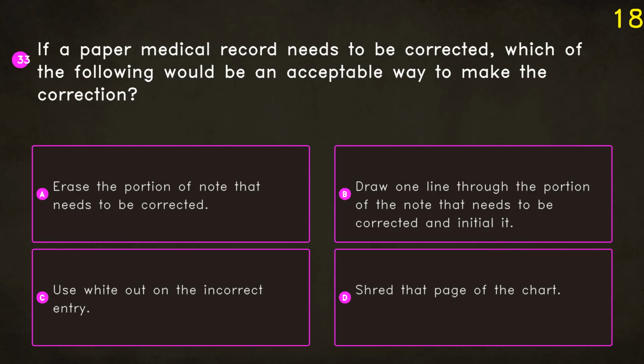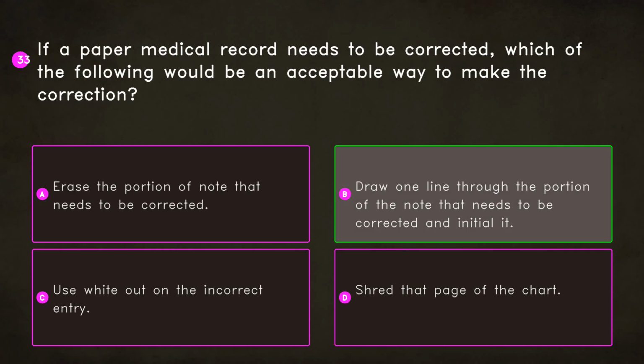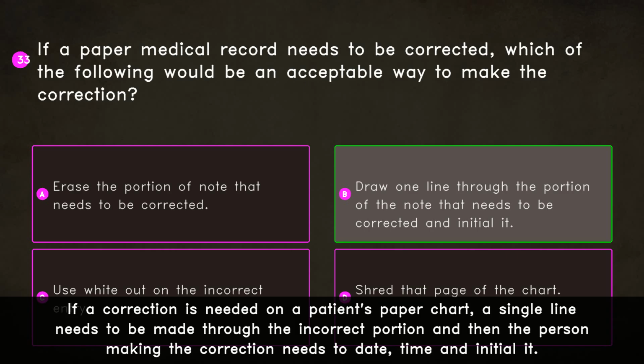Question 33. If a paper medical record needs to be corrected, which of the following would be an acceptable way to make the correction? A. Erase the portion of note that needs to be corrected. B. Draw one line through the portion of the note that needs to be corrected and initial it. C. Use whiteout on the incorrect entry. D. Shred that page of the chart. The correct answer is draw one line through the portion of the note that needs to be corrected and initial it. If a correction is needed on a patient's paper chart, a single line needs to be made through the incorrect portion and then the person making the correction needs to date, time and initial it.